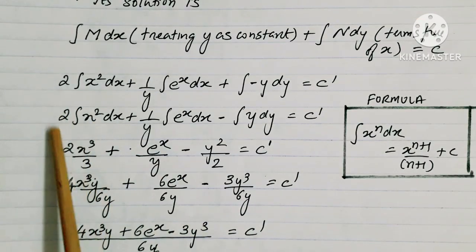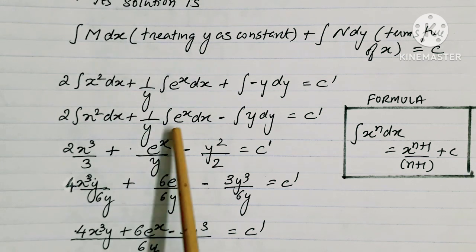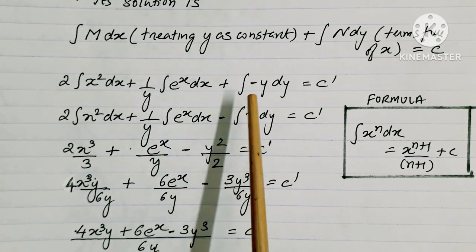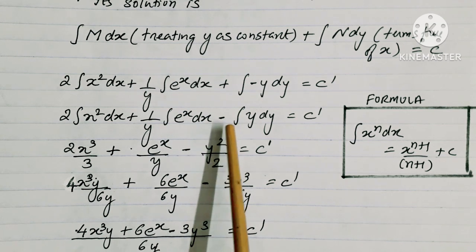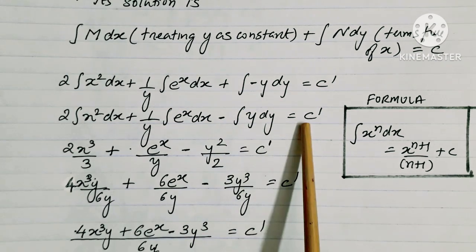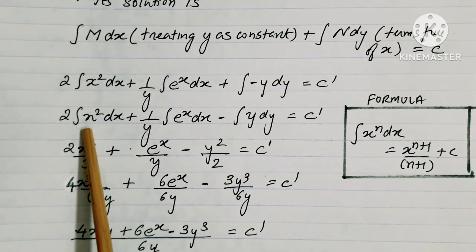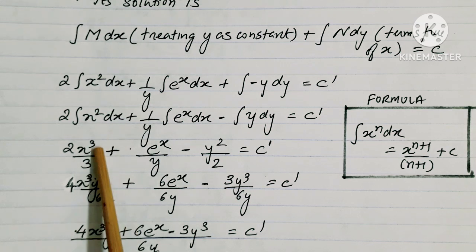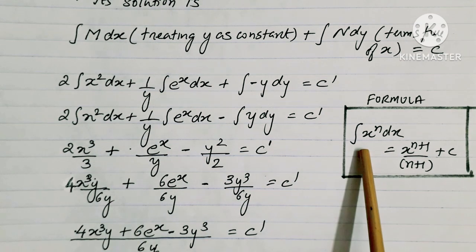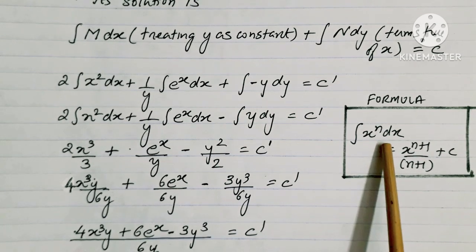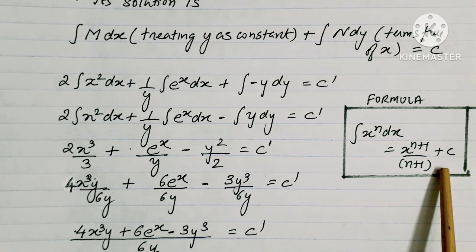Now we can rewrite this as 2 integral x square dx plus 1 upon y integral e raised to x dx. We can pull the minus sign outside the integral. Minus integral y dy is equal to c dash. Now integral x square dx is equal to x cube by 3, by using the formula integral x raised to n dx is equal to x raised to n plus 1 upon n plus 1 plus c.